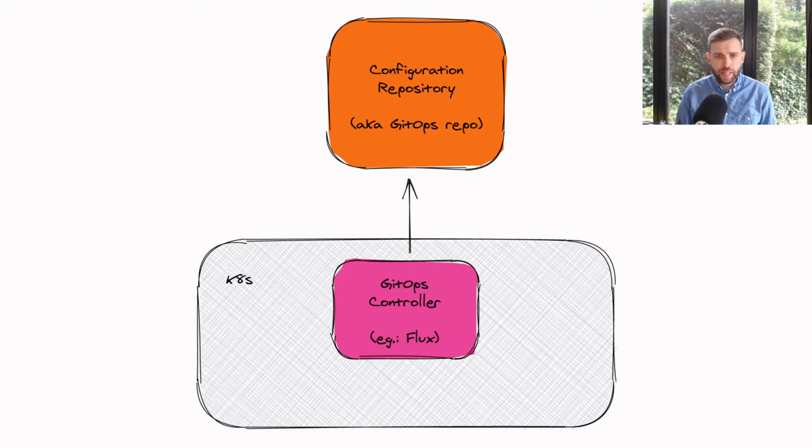What you can see on the screen is a simplistic view of a GitOps loop. Up in orange, you have the GitOps repository with the Kubernetes manifests, YAML files, Helm releases, and so on. And at the bottom, you can see a Kubernetes cluster with Flux installed as a GitOps controller. So this talk is about the GitOps repository. It's not about the tooling itself, but what's inside that repository.